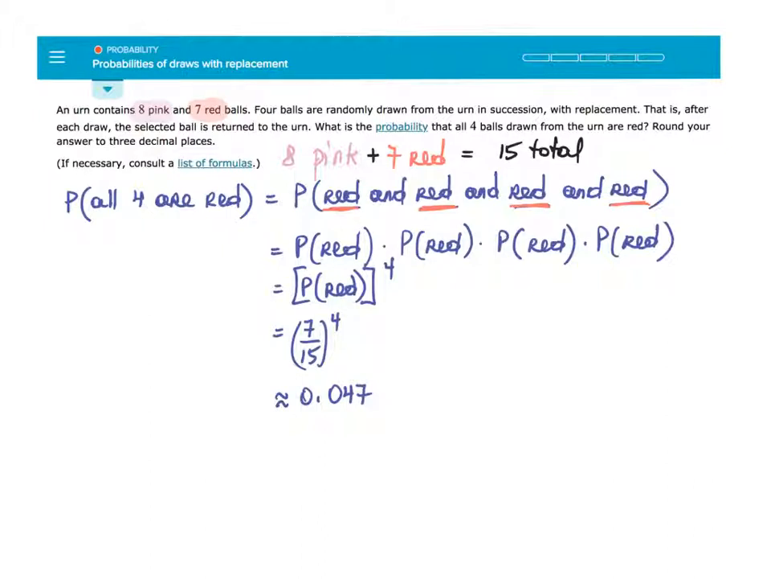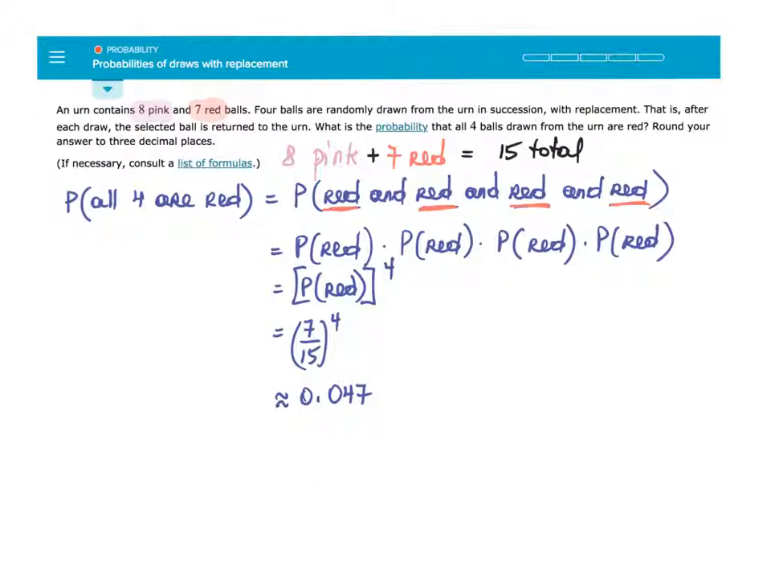So what we have is 8 pink and 7 red balls. They're randomly picked one at a time, and whatever ball we picked goes back into the urn and could be picked again by chance. There are a total of 15 balls in there. We would like to compute the probability that all 4 draws happen to be red balls.